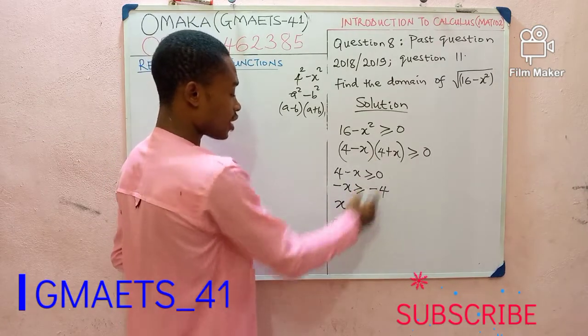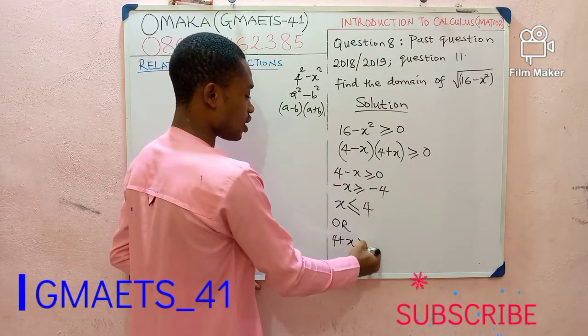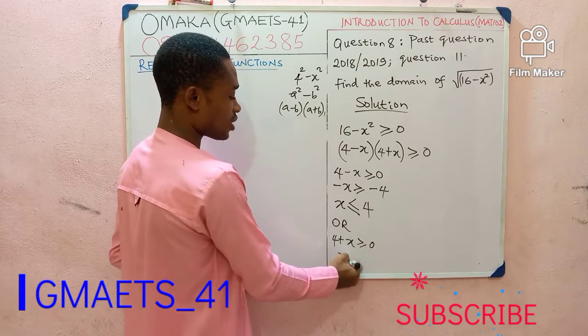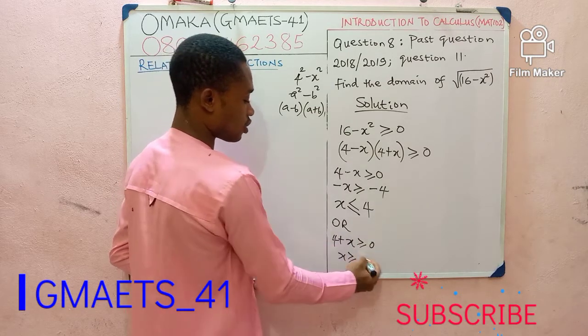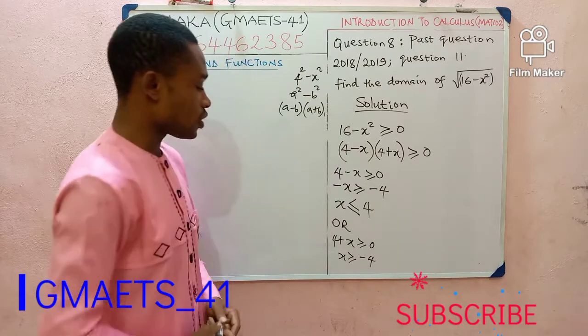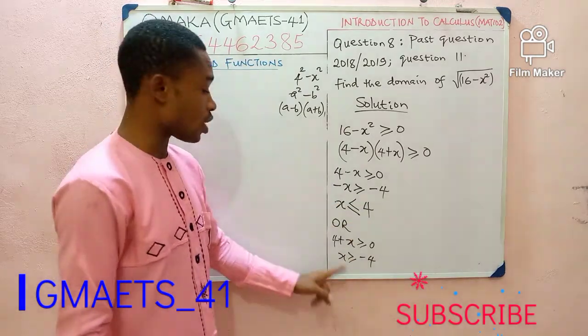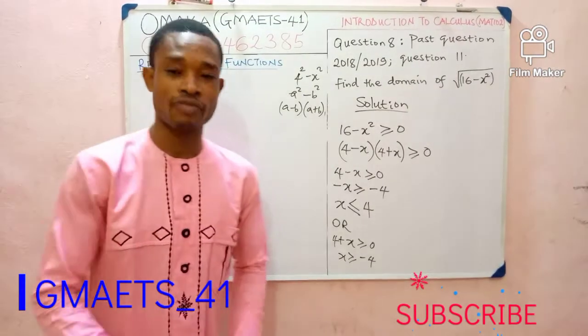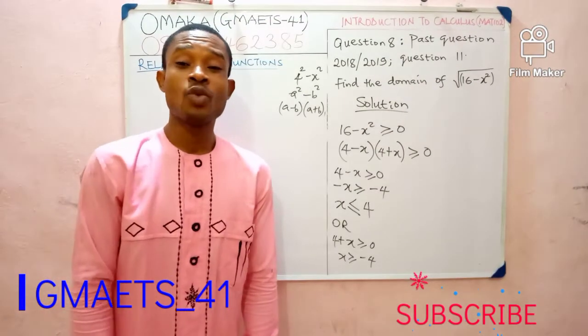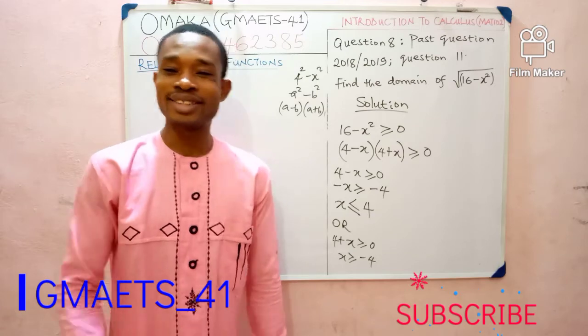For the second case, you have 4 plus x greater than or equal to 0. If you solve for x here, the 4 will cross to give you minus 4. So you see that what you have here is x less than or equal to positive 4, and then x greater than or equal to what? Minus 4.